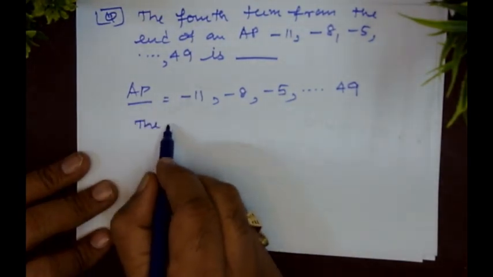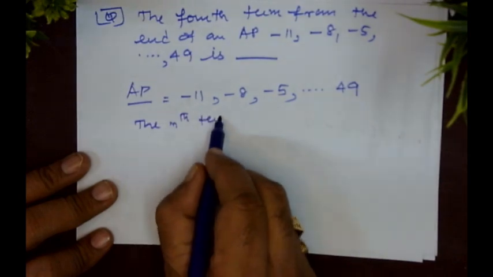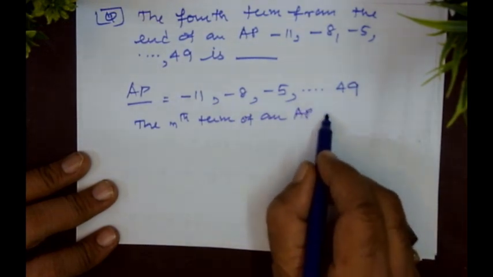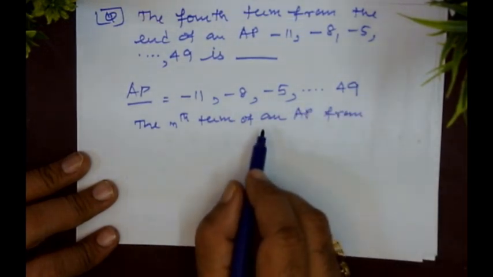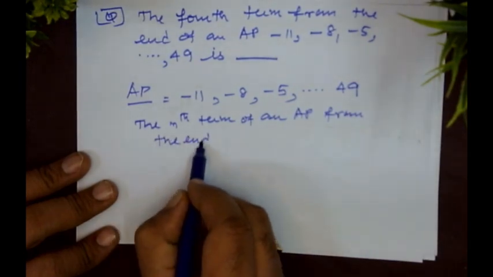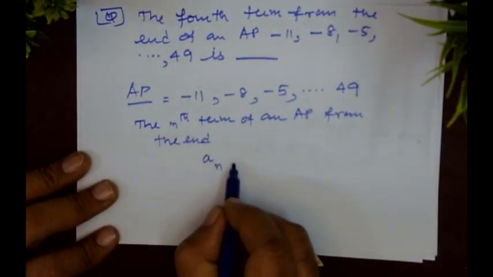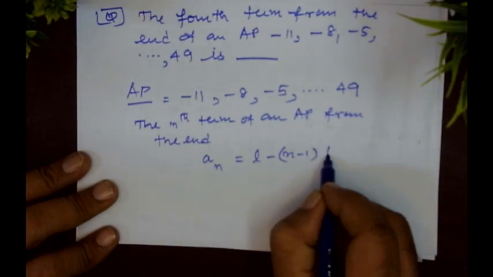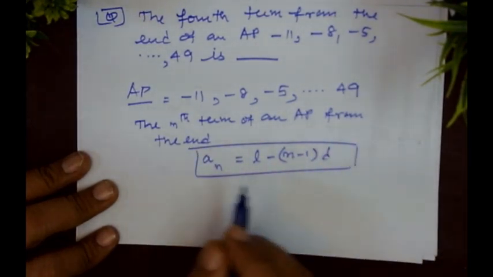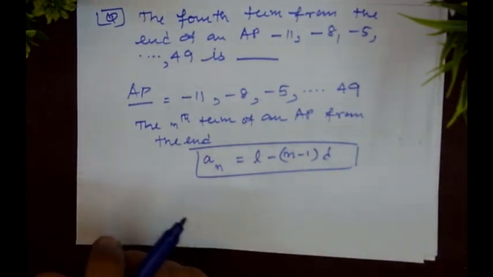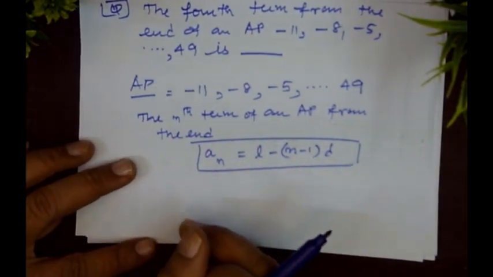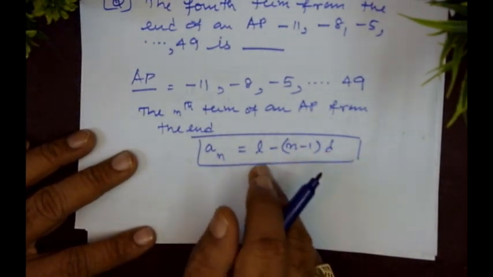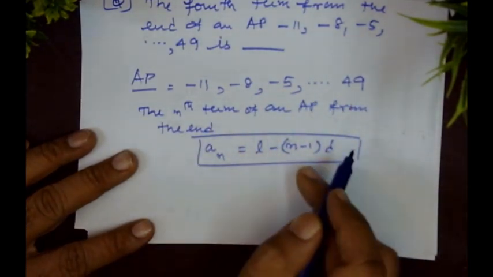The nth term of an AP from the end is given by the formula an is equal to l minus n minus 1 into d. So you can use this formula. From the end, you can make use of this formula. Usually we will put a plus n minus 1 into d, but in this case we have to use the last term, 49.